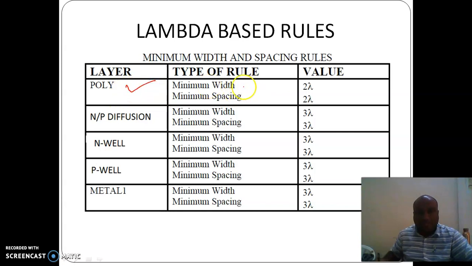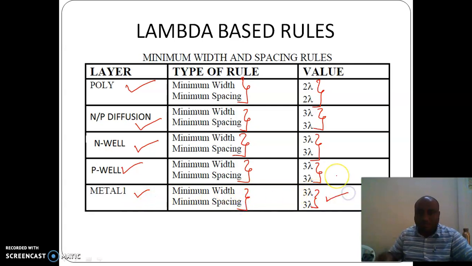For polysilicon, what should be the minimum width and minimum spacing? For N and P diffusions, what should be the minimum width and minimum spacing? For N well, what is the minimum width and minimum spacing? P well, minimum width and minimum spacing 3 lambda by 3 lambda. Metal 1, minimum width and minimum spacing 3 lambda and 3 lambda.